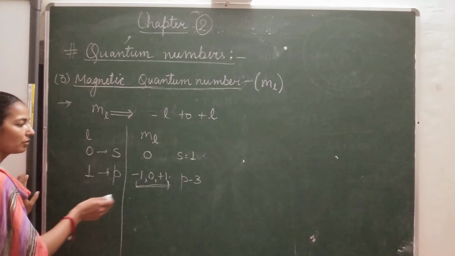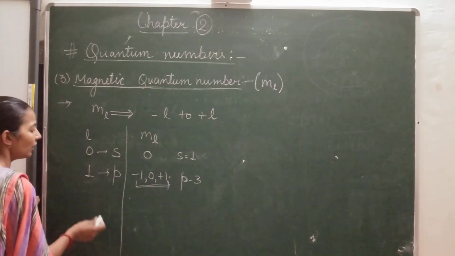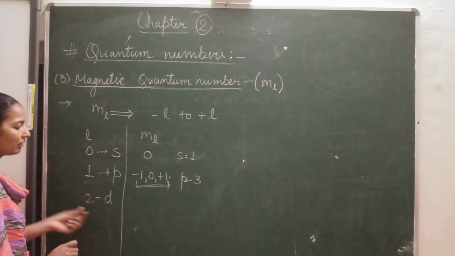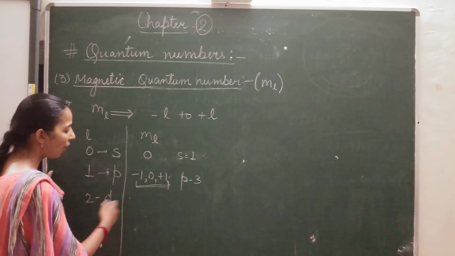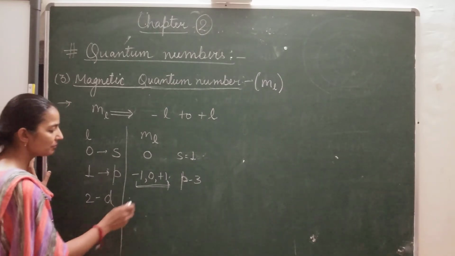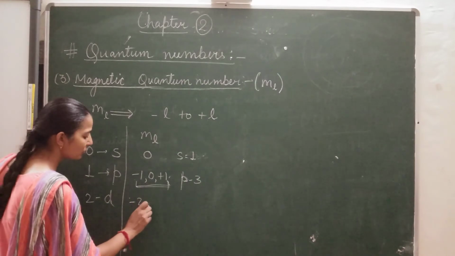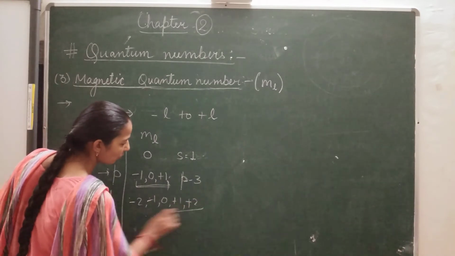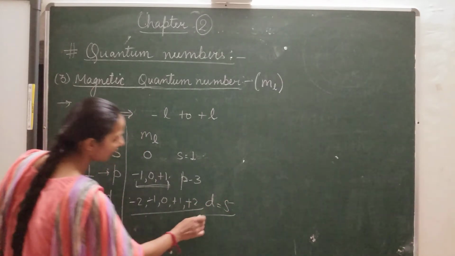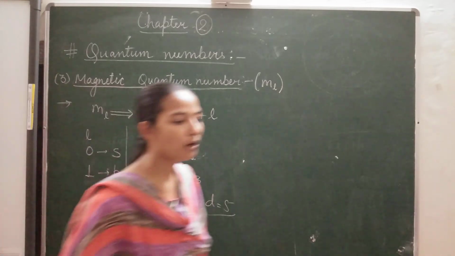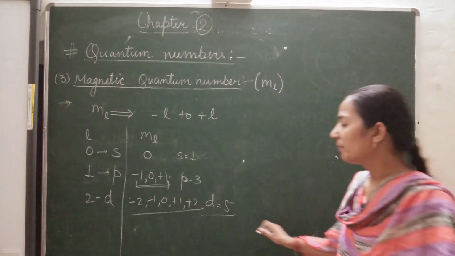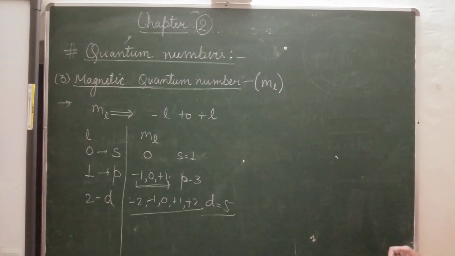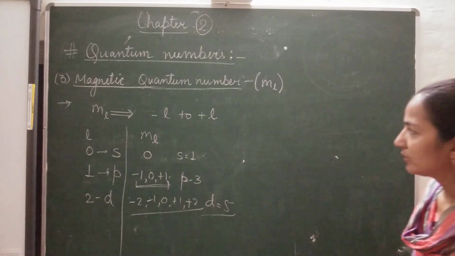Then the next one is for l equals 2, where the type of orbital will be d. How many orbitals are there in the d subshell? It will be given by minus 2, minus 1, 0, plus 1, plus 2. So overall 5 orbitals will be there. In f, a total of 7 orbitals will be there. So this quantum number is actually used to calculate the number of orbitals.